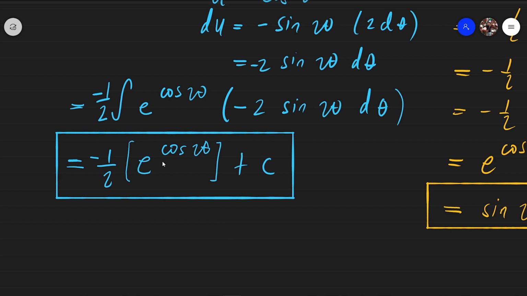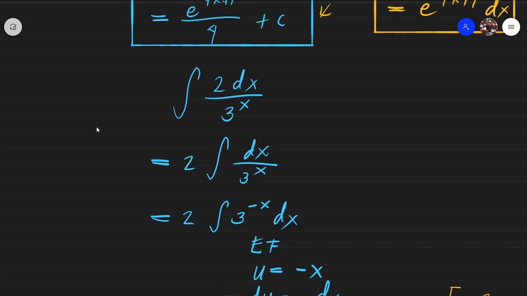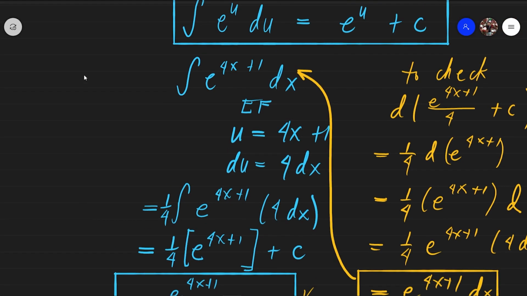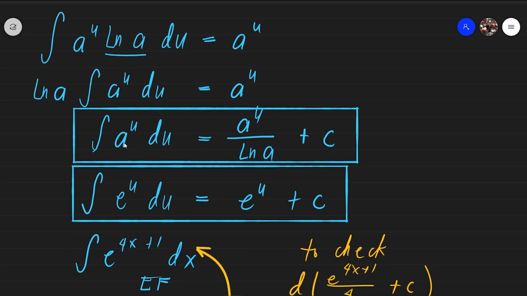Before I end the video, let me put on screen again the exponential function formula of integration. The integral of a raised to u du is equal to a raised to u all over ln a plus c. And the integral of e raised to u du is equal to e raised to u plus c. Please memorize this formula.